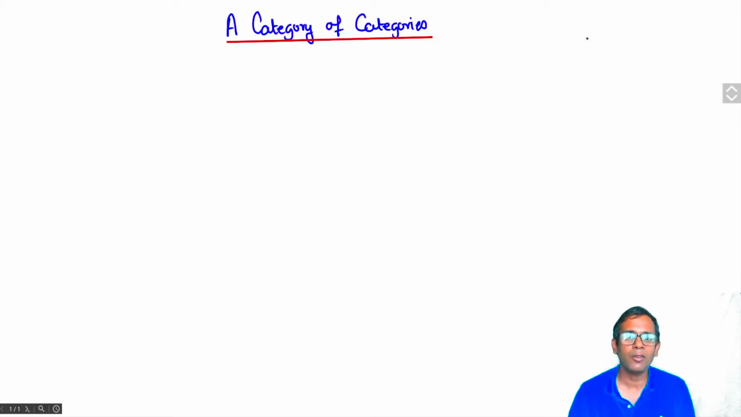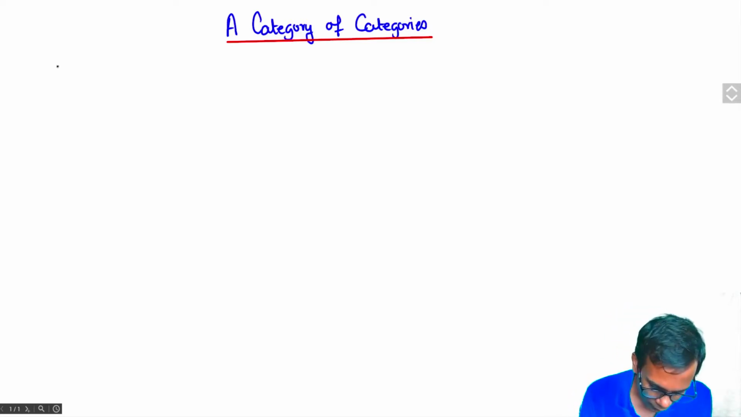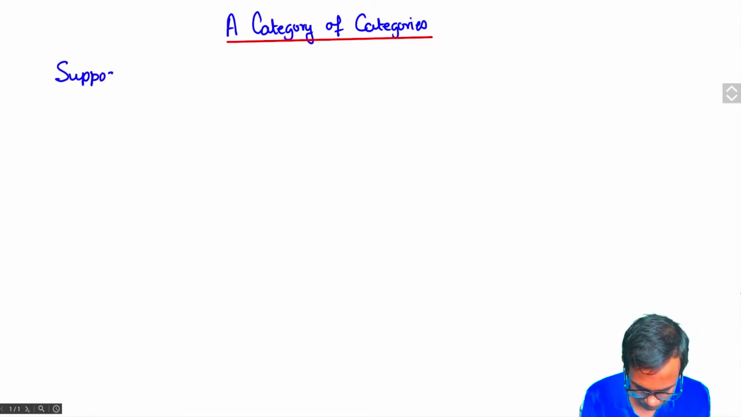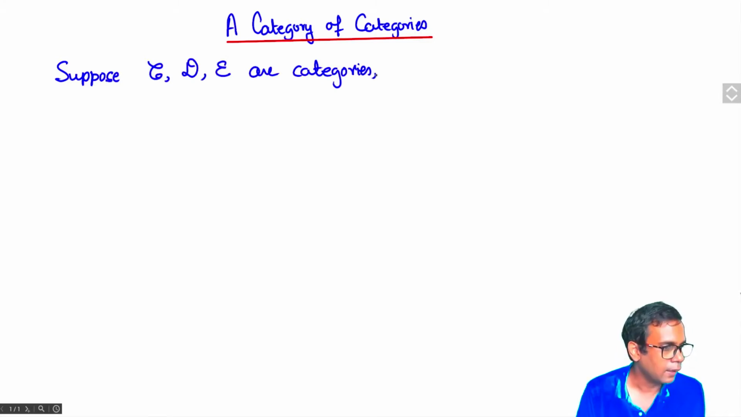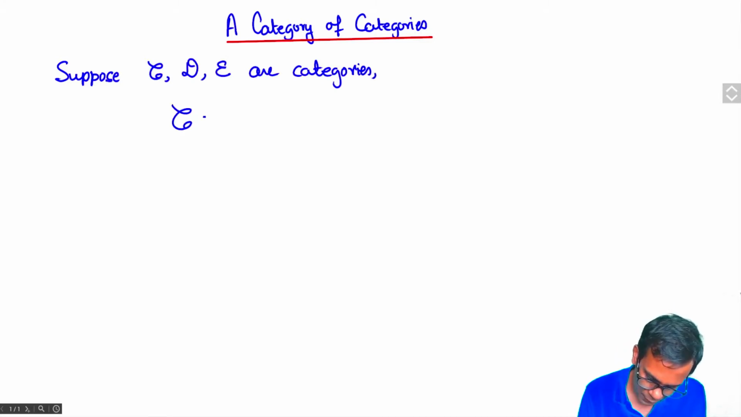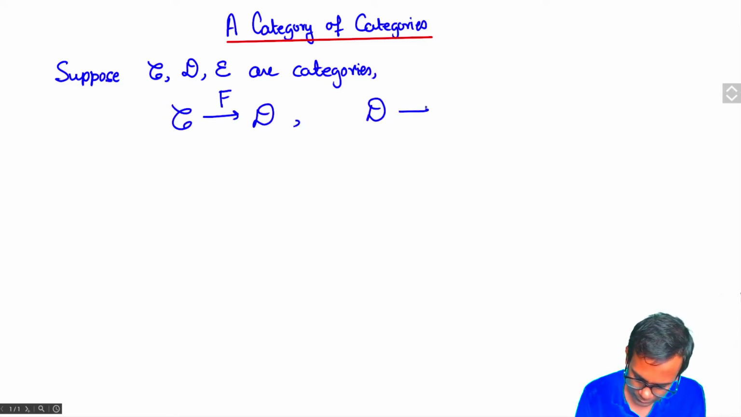In this lecture, we'll see how we can form a category whose objects are categories themselves. So to begin with, let's understand the notion of composition of functors. Suppose we have categories C, D and E, and we have functors: from C to D we have a functor F, and from D to E we have a functor G.